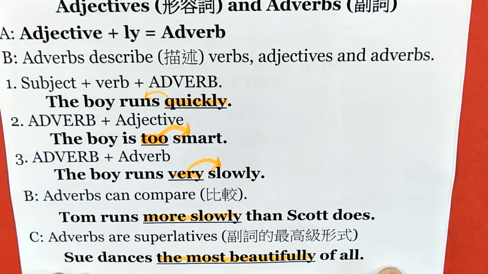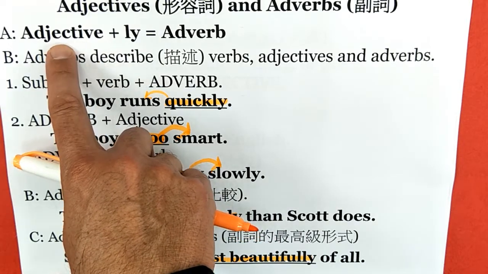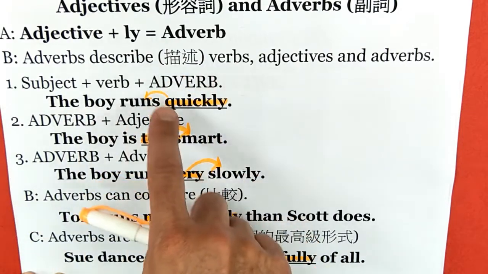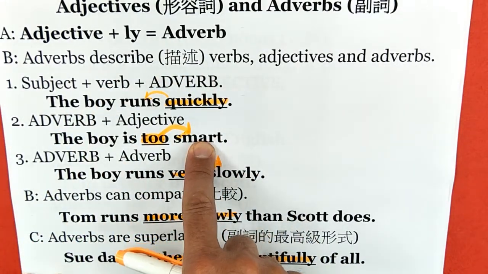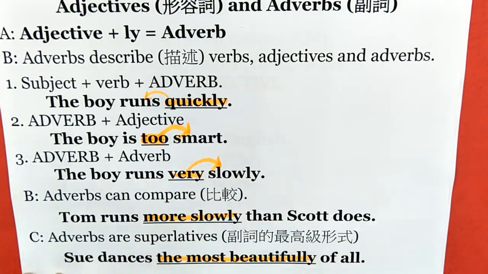All right, so just remember that adverbs are made by adding an ly to an adjective. Adjective plus ly equals adverb. Adverbs describe verbs. Adverbs describe adjectives. Adverbs describe other adverbs.